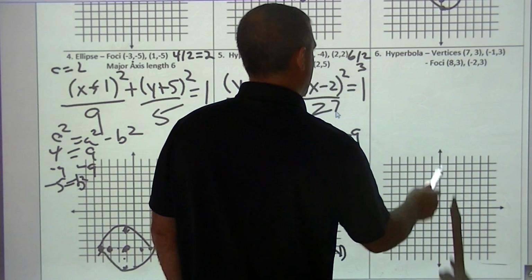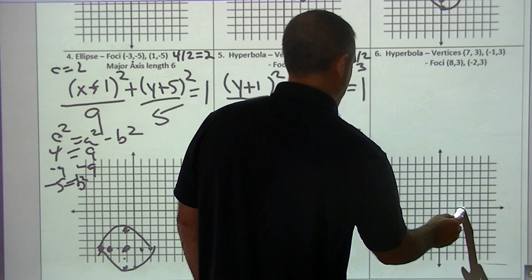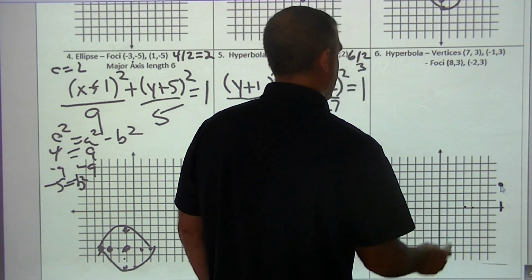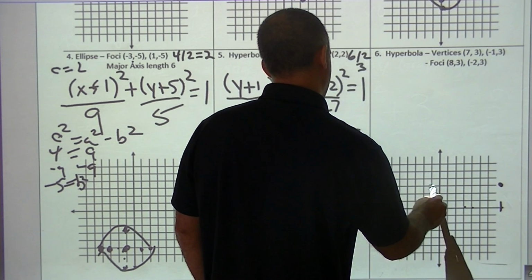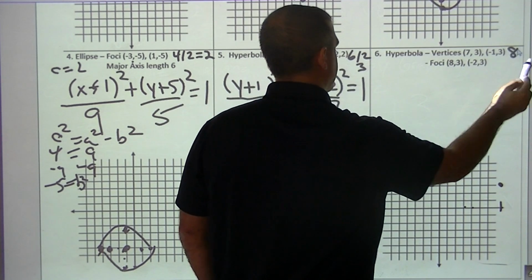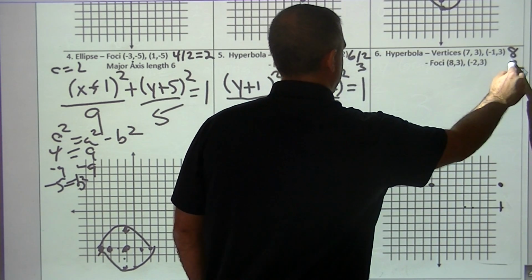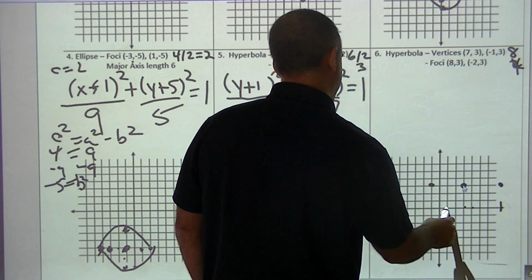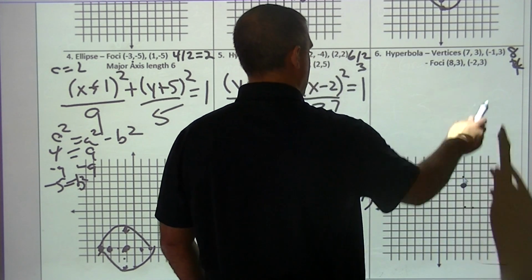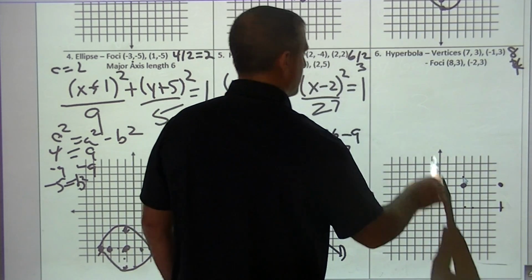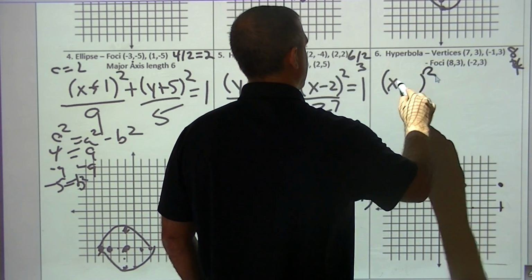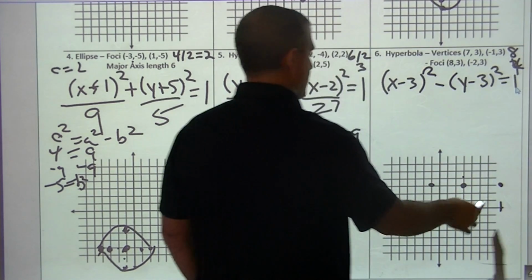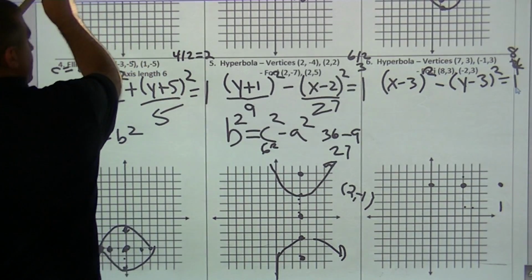The vertices on this one, on number 6, are 7, 3, 1, 2, 3, 4, 5, 6, and 7, 1, 2, and 3. And then negative 1, 3. Now, this is a total of 8 spaces, so halfway would be 4. So 1, 2, 3, and 4. So my center is at 3, 3. Now, since I have these vertices going this way, x is going to be first. Center, 3, 3.